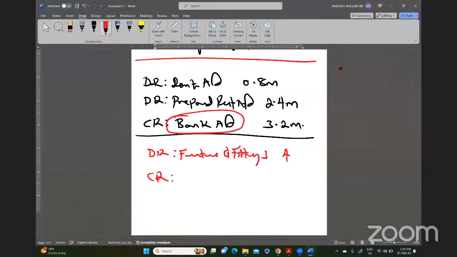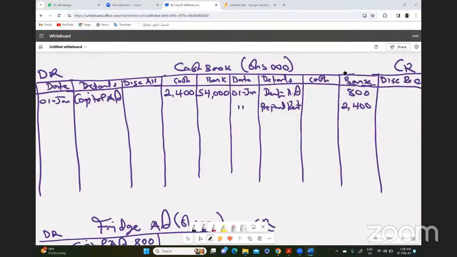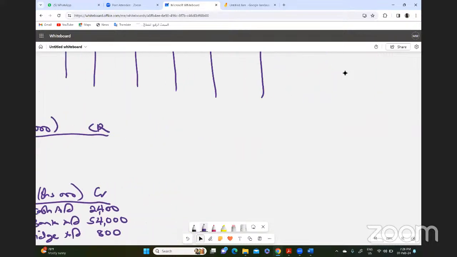Of 4.6 million. And then you credit our bank because money there is reducing. So we have a bank account, but what we don't have is the furniture and fittings account. So we just go ahead and open the furniture and fittings account.